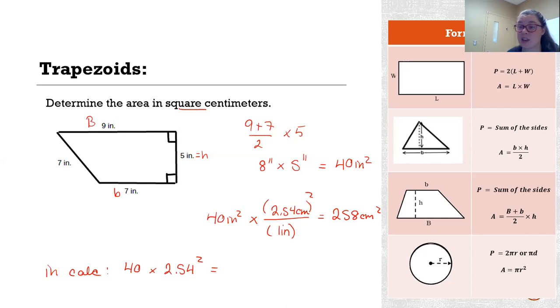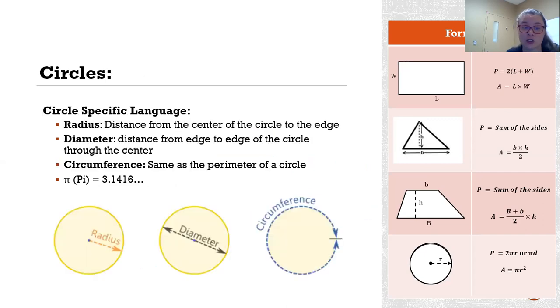Now the last piece we have to look at, I want to take a minute and look at circles. For circles, there's some circle-specific language that we need to review. First of all, let's define what a radius is. A radius is from the middle of the circle to the outside edge. Diameter goes edge to edge through the center. And then circumference is around the outside of the circle. Circumference is the same as perimeter.